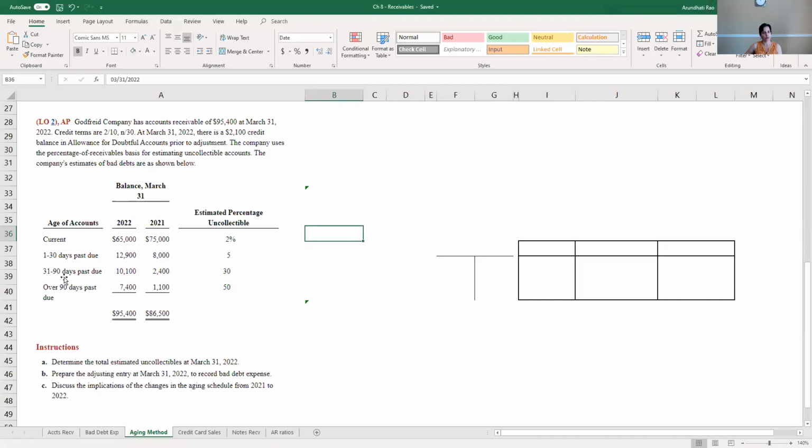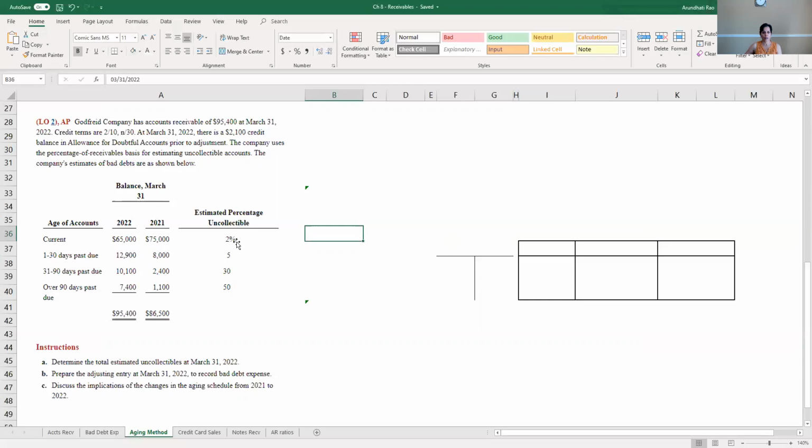31 to 90 days old means you've gone way past that 30-day mark. You gave them 30-day credit. After that, another 30 days have gone by and these receivables are $10,100. And the last is anything that's over 90 days. It's past 3 months. So really it's 4 months from the time you made the sale. 30 days plus 90, you're looking at 4 months past the date of sale.